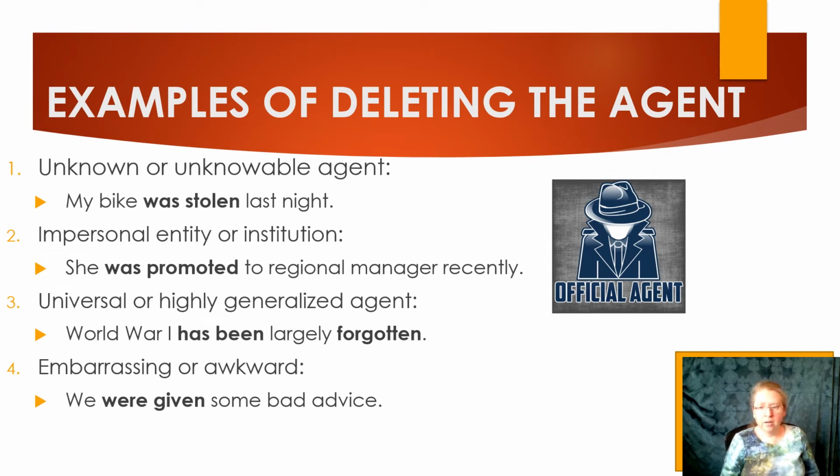And then finally, if it would be embarrassing or awkward to say who did the action, we were given some bad advice. Maybe we don't want to tell you who gave us the bad advice, so we'll just use the passive form, and that way we can avoid identifying the agent.